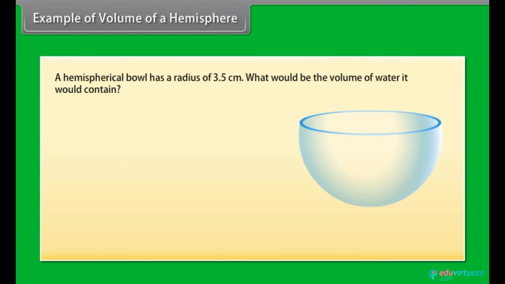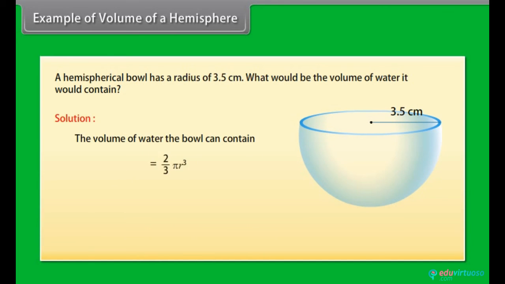Example of volume of a hemisphere. A hemispherical bowl has a radius of 3.5 centimeter. What would be the volume of water it would contain? Solution. The volume of water the bowl can contain is 2 upon 3 pi r cube, which equals 2 upon 3 into 22 upon 7 into 3.5 into 3.5 into 3.5 centimeter cube, which is equal to 89.8 centimeter cube.